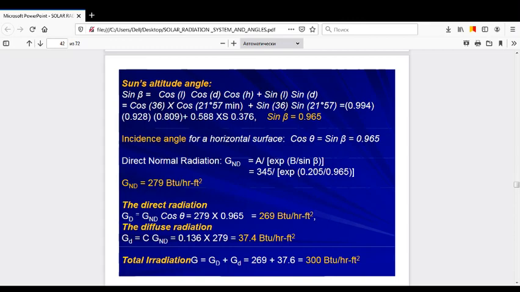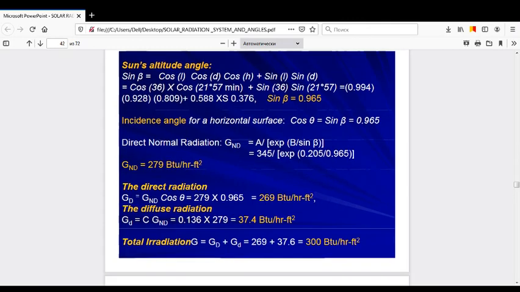The direct radiation G_D is equal to G_nD cos theta, that is equal to 279 into 0.965. The diffuse radiation G_d is equal to C into G_nD, 37.4 BTU per hour feet square. Total irradiation G is equal to G_D plus small g_d, that is equal to 300 BTU per hour feet square.